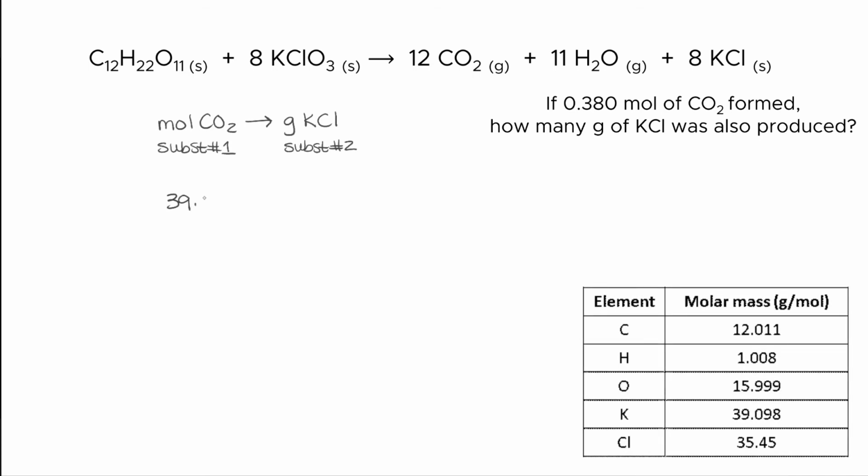Calculating molar mass for KCl, we have 39.098 plus 35.45 equals 74.548 out of the calculator. The fewest decimal places is determined by chlorine. So we need to keep 2 decimal places in our molar mass calculation, and that gives us 74.55 grams per mole.